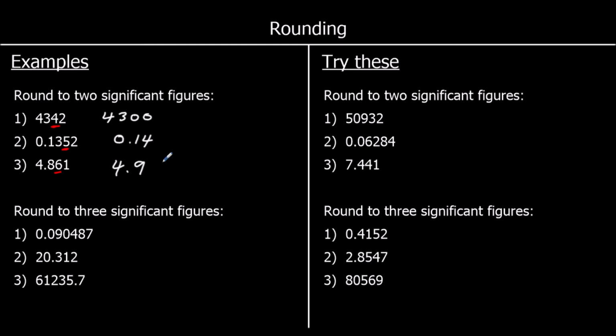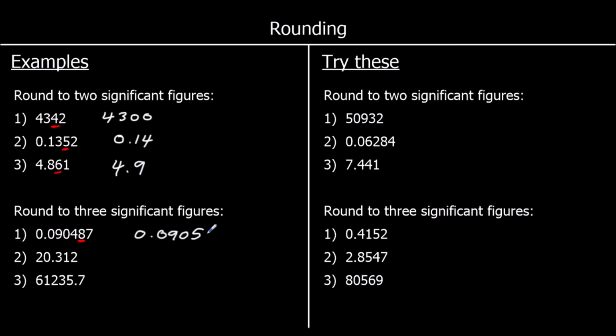And now we're looking at 3 significant figures. So again, the first significant figure is the first non-zero number. So we've got 0.0, so 2 zeros. The first significant figure is the 9. The second one is the 0. The third one is the 4. So we're looking at the next digit and saying, is it 5 or above? It is 5 or above, so round up. So we have 0.0905.